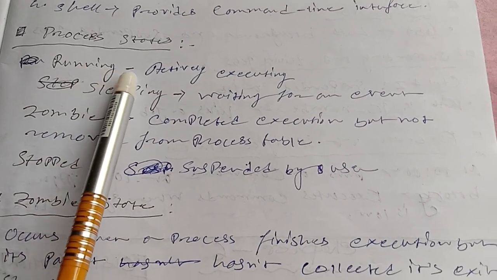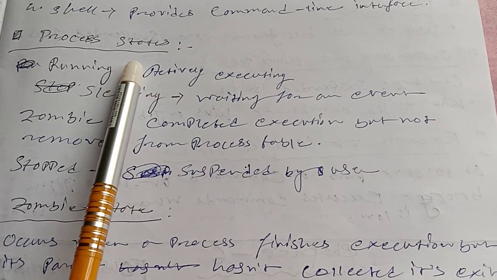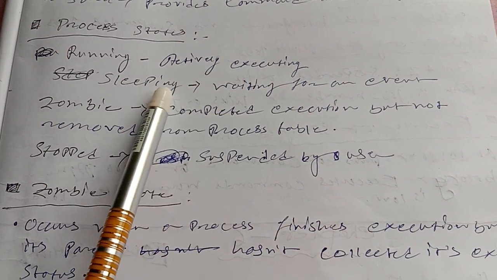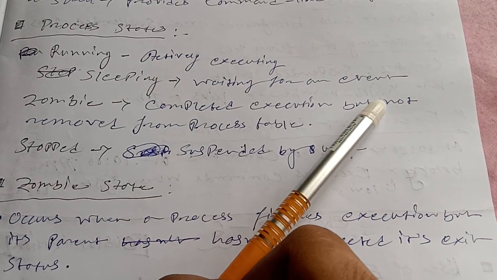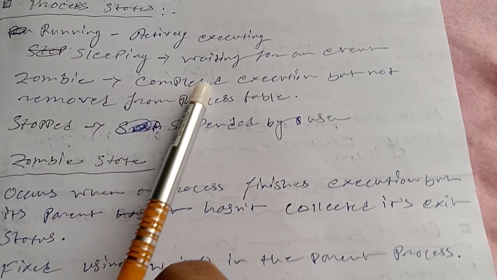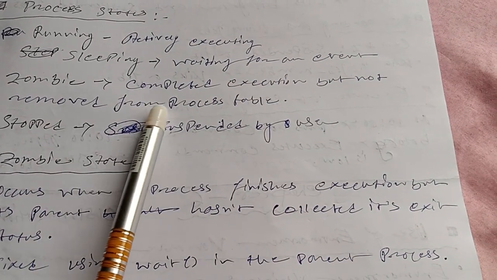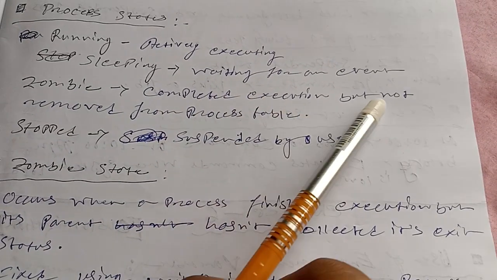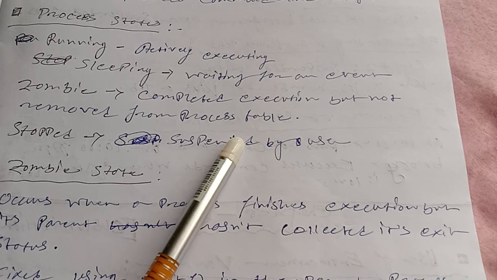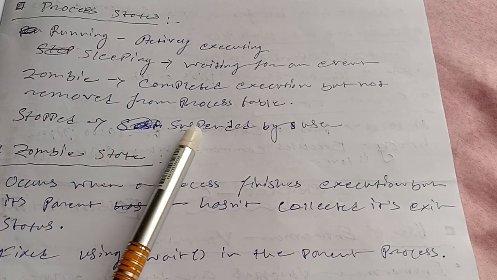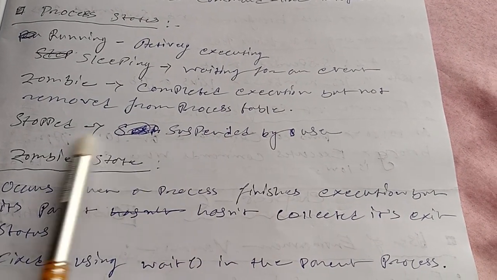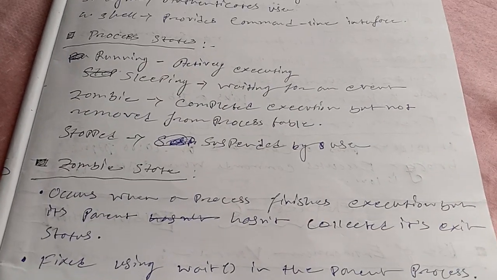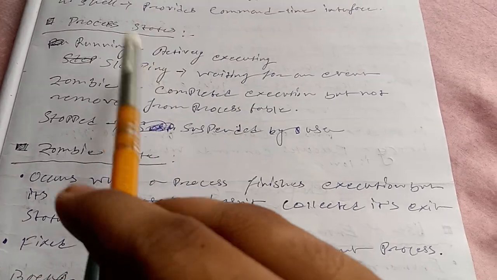Then the process states. Running: actively executing. Sleeping: waiting for an event. Zombie: completed execution but not removed from the process table. Stopped: suspended by the user. Those are the process states, and each process state is important.